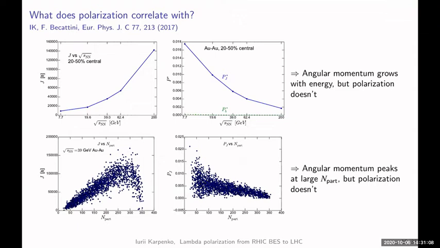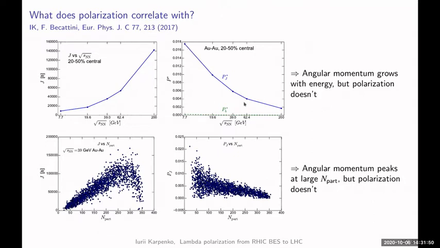Once you run the calculation and you see the energy dependence of polarization, there is a natural question: what does the polarization correlate with? Meaning, whether there is a correlation between polarization and angular momentum or something else. The simple answer to that question is no, it does not correlate, because earlier in this paper we have shown that, naively, the total angular momentum of the system grows with energy simply because of the collision energy factor, whereas the mean polarization at mid rapidity, of course, decreases.